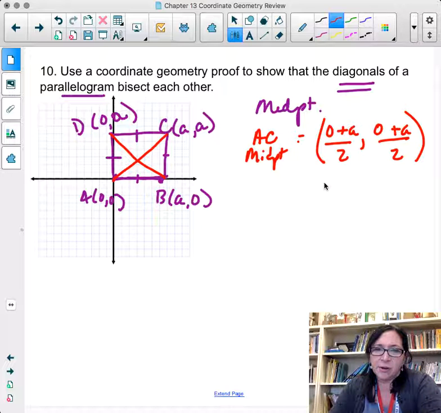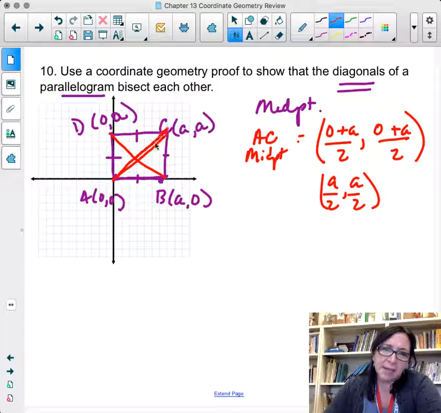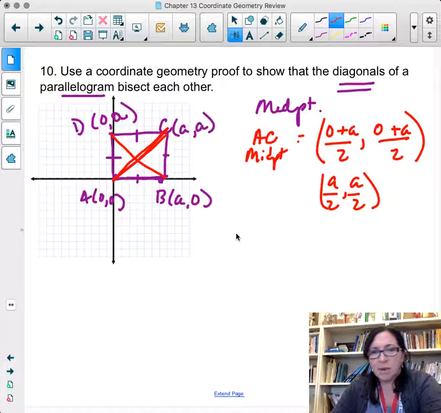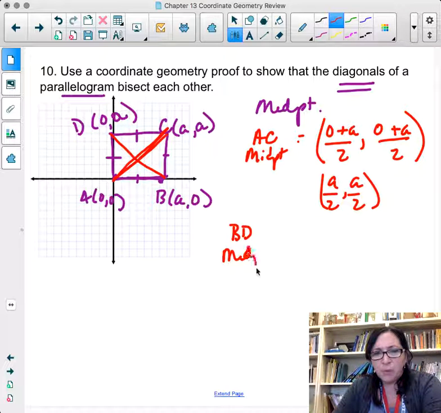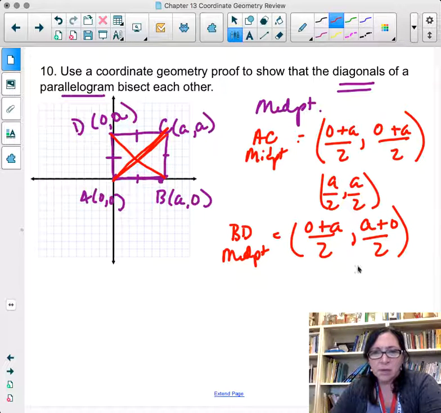So what we have here is a over 2, comma, a over 2. So that's my midpoint of AC, okay? Now I need to find my midpoint of BD. So the midpoint of BD, again, add your x's. So we're going to get 0 plus a divided by 2, comma, a plus 0 divided by 2. We get a over 2, comma, a over 2.